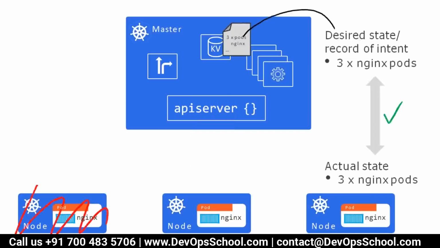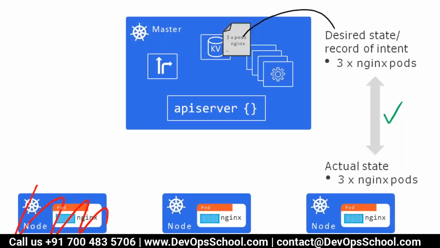Now, suddenly, what has happened? One node is not available. Remember, I told you a node has a controller in the kubelet. The controller communicates with the controller manager. And if the controller does not communicate with the controller manager, then that node becomes unhealthy. That means that node is not healthy.